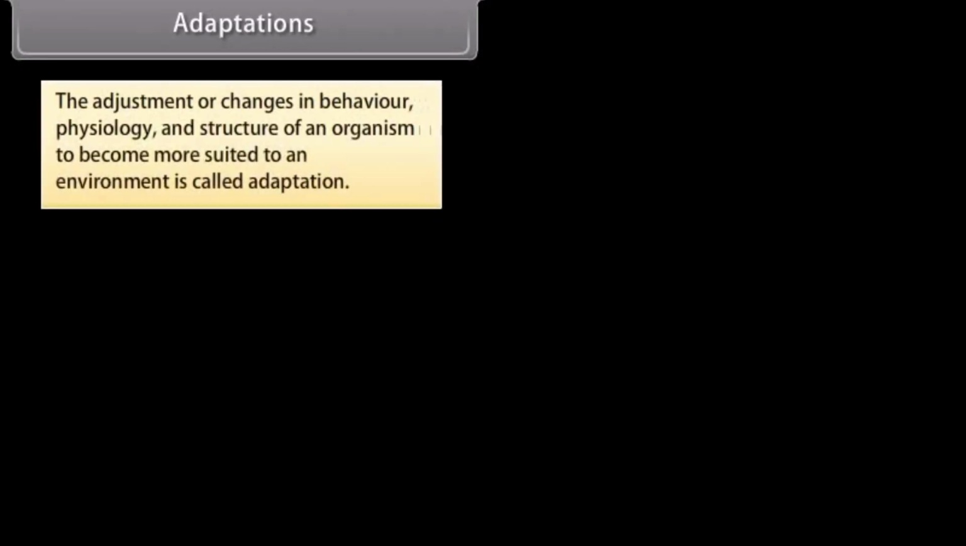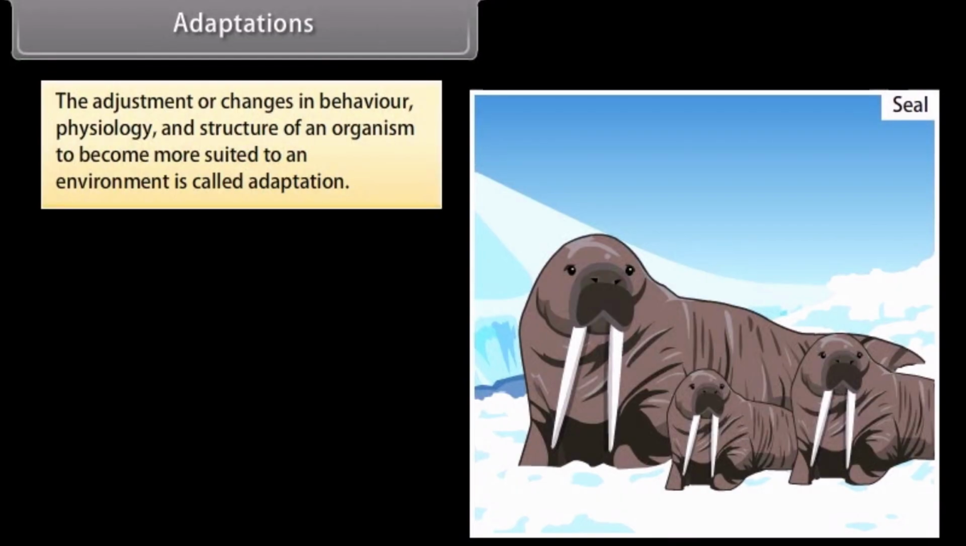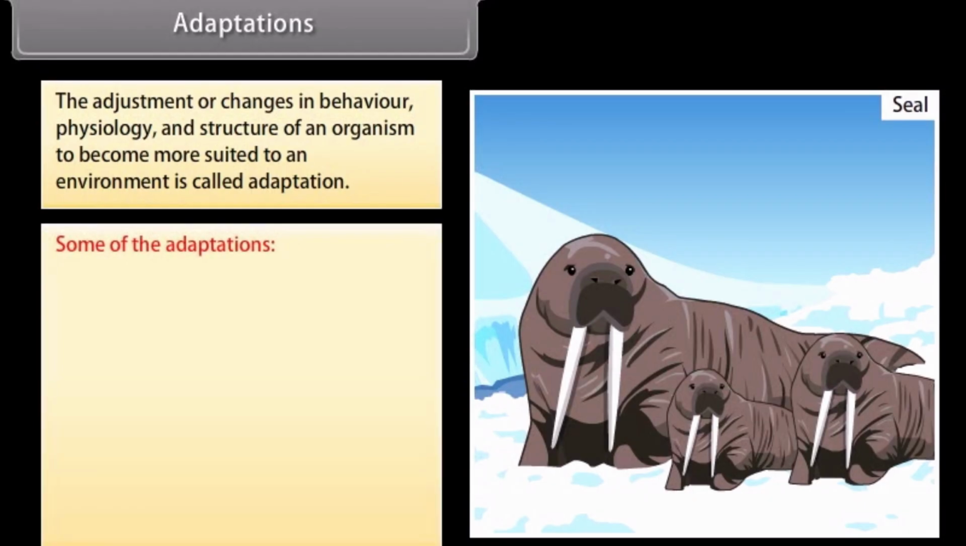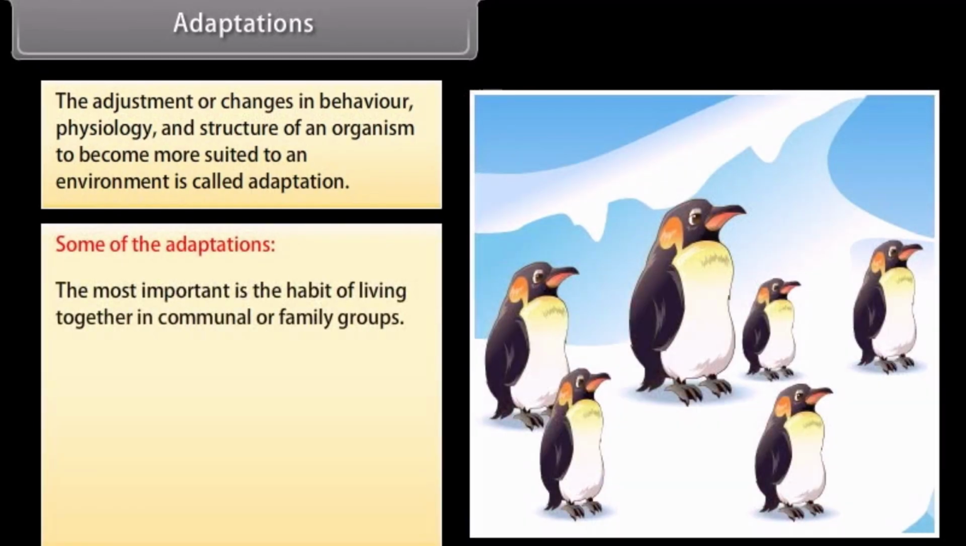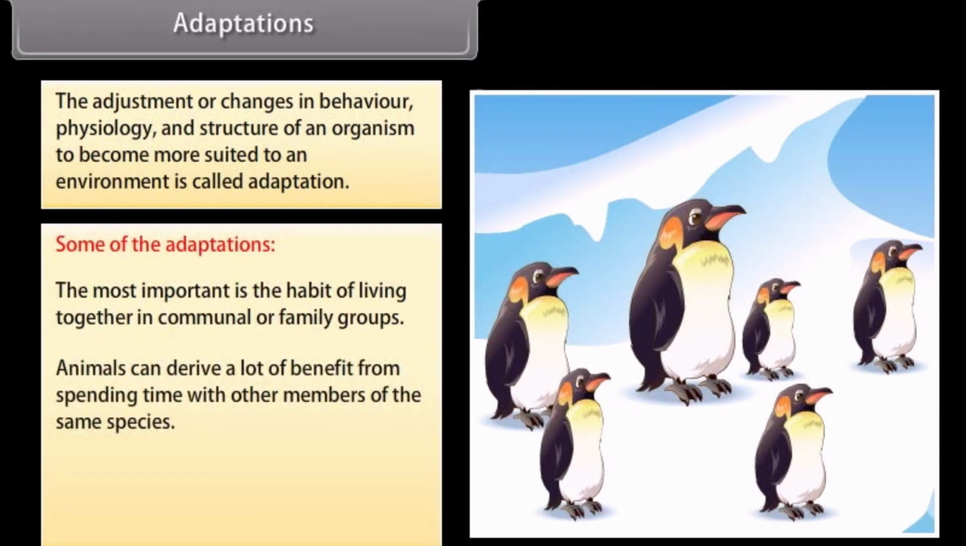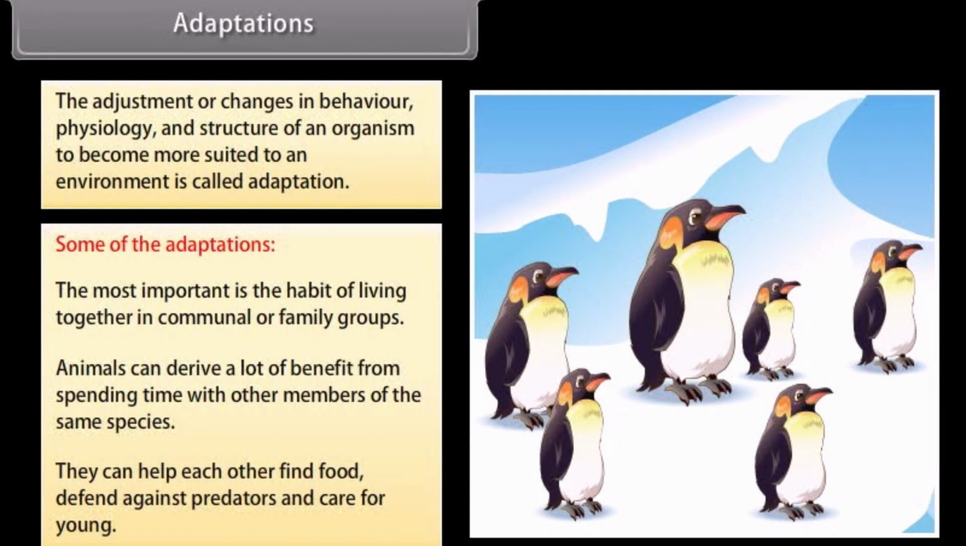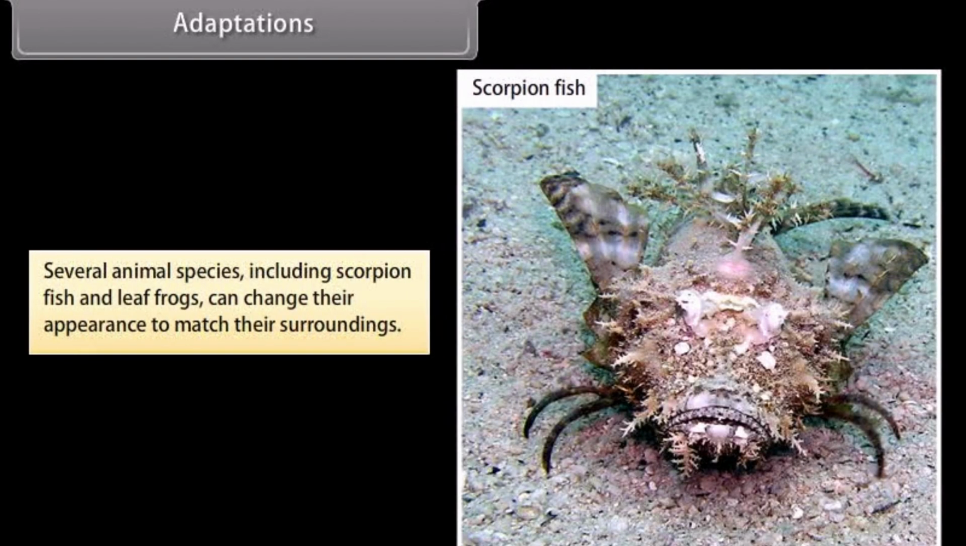Adaptations. The adjustment or changes in behavior, physiology, and structure of an organism to become more suited to an environment is called adaptation. Some of the adaptations: The most important is the habit of living together in communal or family groups. Animals can derive a lot of benefit from spending time with other members of the same species. They can help each other find food, defend against predators, and care for young. Several animal species, including scorpionfish and leaf frogs, can change their appearance to match their surroundings.